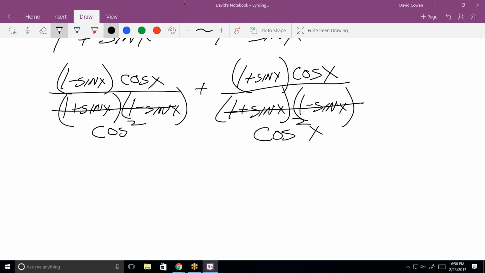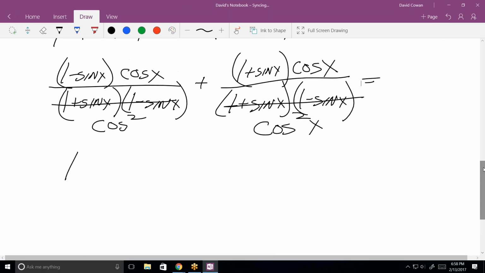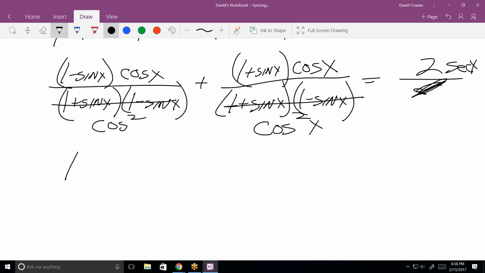So now I have... and the one I'm thinking here. What is our answer? Our answer is 2 secant? 2 secant x, I think. 2 secant x. Okay. Well, you can kind of see where the 2 secant x comes from. If I multiply these and add them, I'm going to see a 2 there.